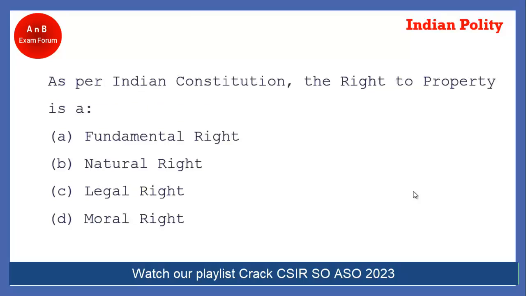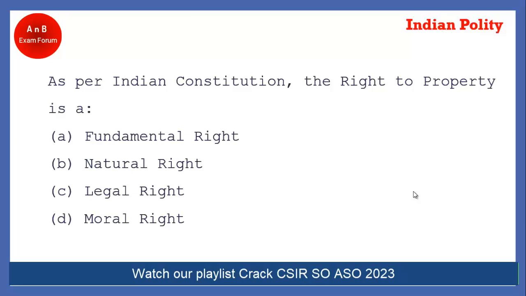Coming to the next question: as per the Indian Constitution, the right to property is a fundamental right, natural right, legal right, or moral right? No, it's not a fundamental right. Initially it was a fundamental right, but right now it is a legal right.